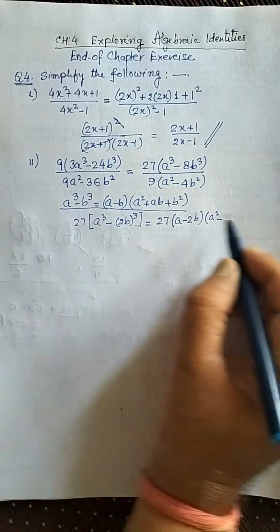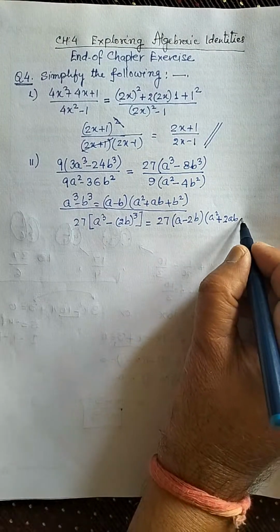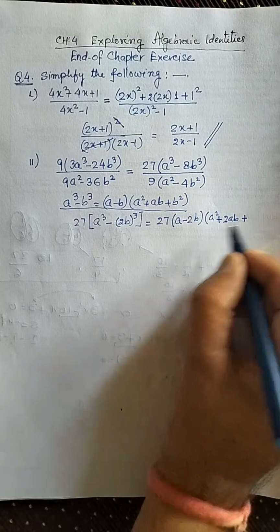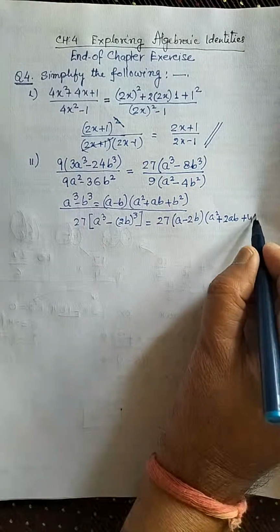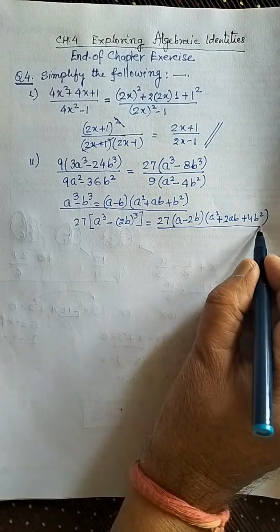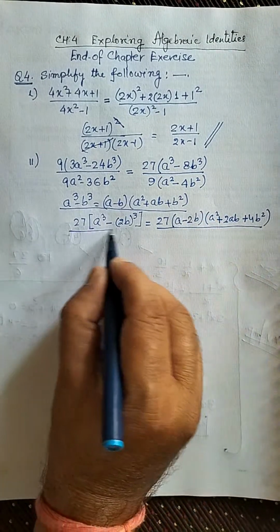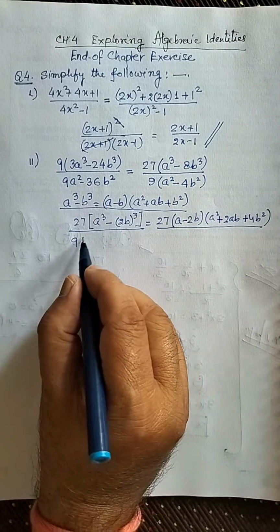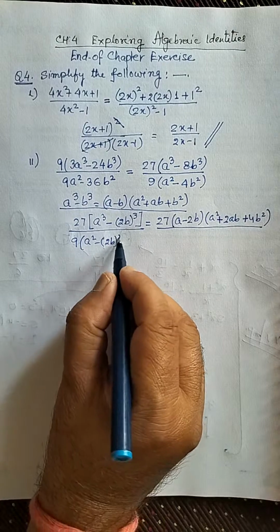this is ab, so plus 2ab, plus the square of this, that is 4b square). And the denominator part is nothing but a square minus this, that can be written as 9 times (a square minus (2b) the whole square).